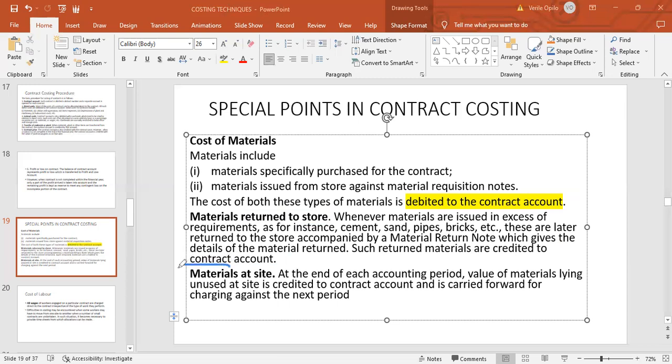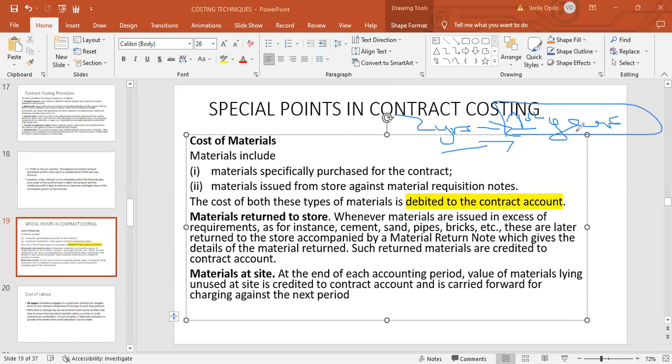And then we have what you call materials at site. You find that there are some cases whereby you have a project that is going to run for some period. Let's say it's going to run for an entire 2 years. At the end of the first year, you have some materials that are still remaining in stock and they are still at the customer's site.